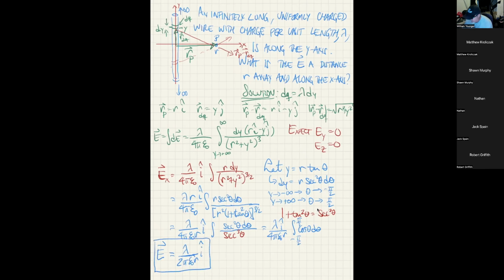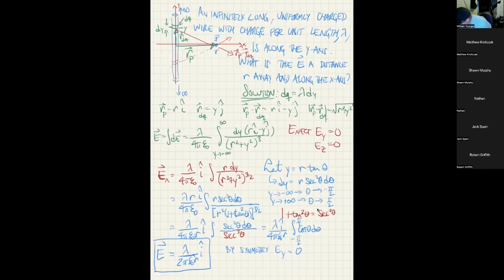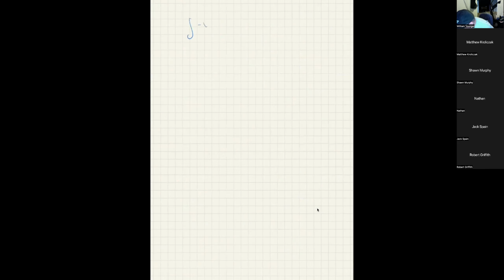Because by symmetry, we can argue that E sub y is equal to 0. Now I'm going to actually show you that E sub y is 0. We're out of time, but I'm going to show you really quickly. If I want to do the E sub y, notice all I have is a negative y dy over r squared plus y squared to the 3/2 power.